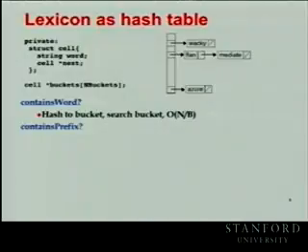Now I want to do contains prefix. How do I do this? I want to know if there's any words in this table that begin with med. Where do I look? If I run med through the hash function, do I expect that I would get the same number as other words that begin with med, like mediate and median and mediator? You say yes. All right, let's take that to its extreme.